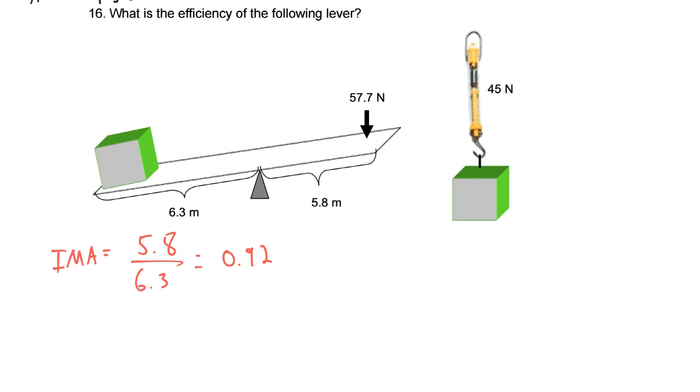So why would we want to take a disadvantage? Well, although we've got a disadvantage, this block is going to be lifted much quicker. So maybe we want a machine that lifts this block very quickly in exchange for more force.